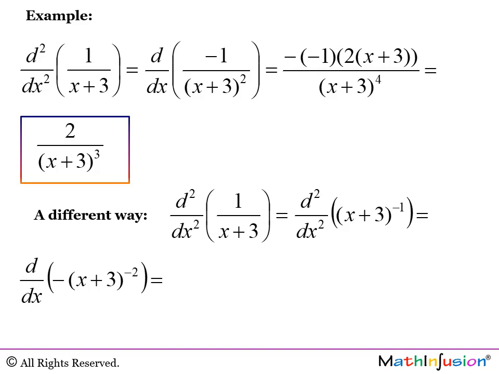Now it's easy to apply again the power rule with, again, the trivial chain rule, because the inner function x plus 3 has a derivative of 1. And I get that this is 2 times x plus 3 to the power of negative 3, which is exactly what I got before, obviously, because derivatives are unique.